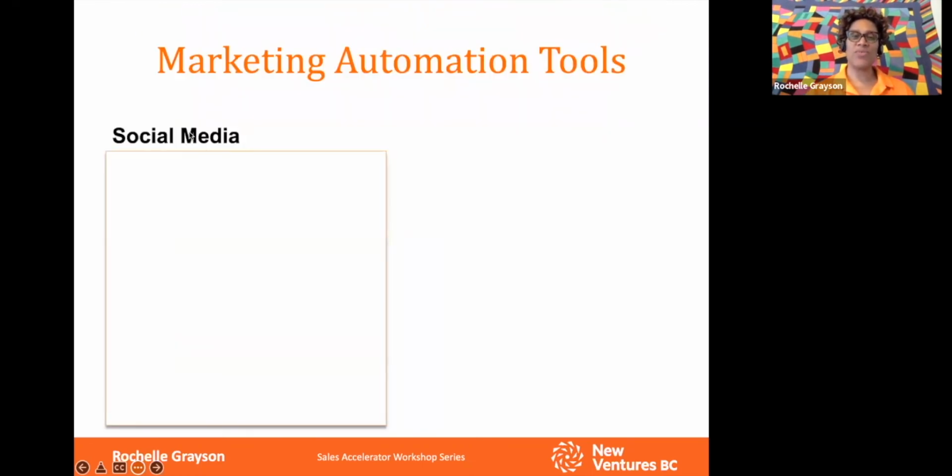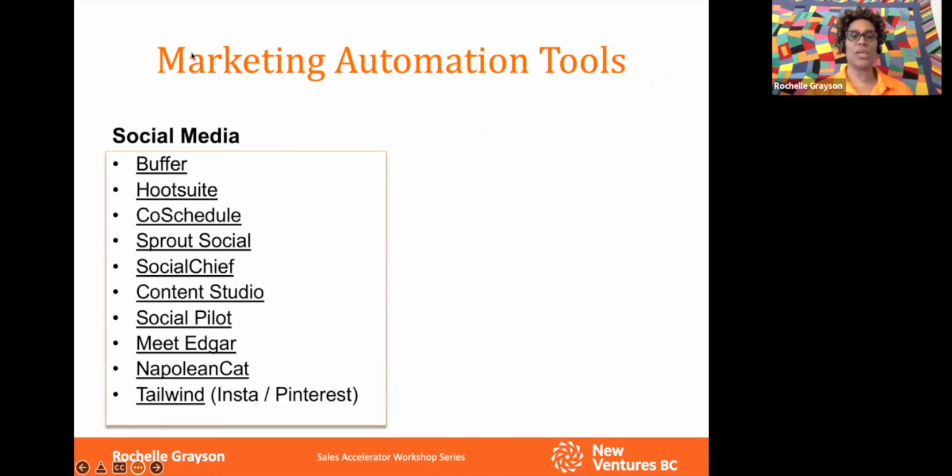In terms of some other things, social media, as we mentioned, has lots of social media automation tools. I'm sure many of you are familiar with Hootsuite, our Vancouver darling, but Buffer is another really good one. CoSchedule, Sprout Social, those are probably the top four. Social Chief and Content Studio are coming up, and Social Pilot is pretty strong. Meet Edgar, I've been hearing a lot about that. Napoleon Cat is a fairly new one, and Tailwind is specifically focused on Instagram and Pinterest.